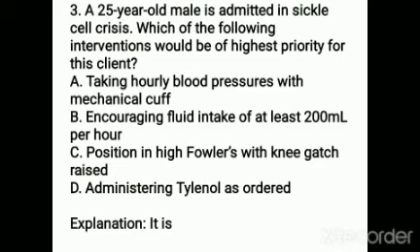Question number 3. A 25-year-old male is admitted in sickle cell crisis. Which of the following interventions would be of highest priority for this client? Options are taking hourly blood pressures with a mechanical cuff, encouraging fluid intake of at least 200 ml per hour, position in high fowlers with knee gatch raised, administering Tylenol as ordered. Correct answer option B. Encouraging fluid intake of at least 200 ml per hour.